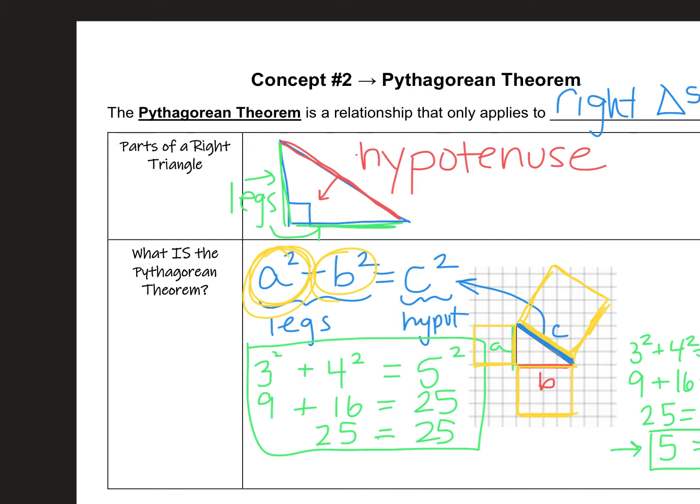So if you could imagine taking these 9 little squares right here, and then taking these 16 squares, and picking them up and rearranging them inside here, they would all fit. So this is 9, this is 16, it's 25 of these little squares. They should fit if I laid them down inside of here.